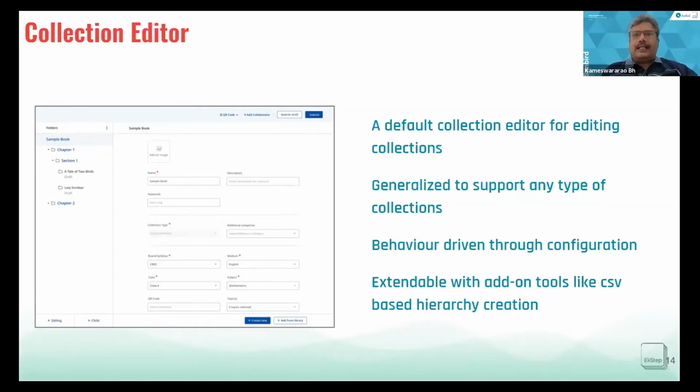And it also has extensions like add-on tools. For example, you can create the entire hierarchy either through the editor using the editor UI, or you can create that offline in a CSV file where you specify the entire set of folders that you want to create, and just upload it once and get it automatically created. So these are certain add-on tools, which can also be extended further.